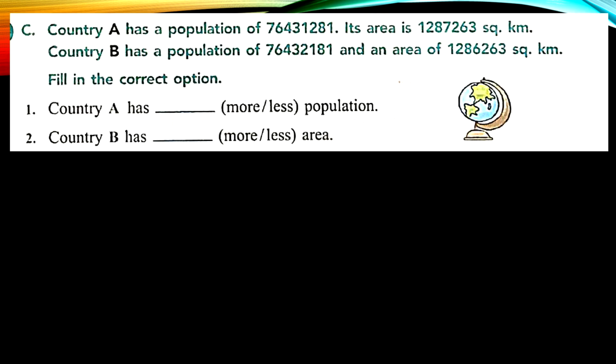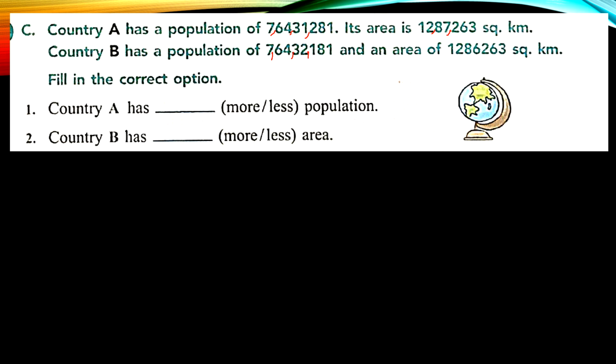Okay. So next. Country A has a population of this. Okay, let us do it in the Indian number system. So let me put the commas. So 7 crore 64 lakhs 31,281. That's the population of country A. Its area is, again, let us put it in the Indian system. So 12 lakhs 87,263 square kilometers. Then country B has a population of this. Okay, this is the population and an area of this. Fill in the correct answer. Country A has more or less population.